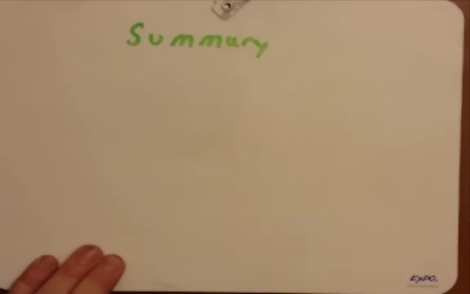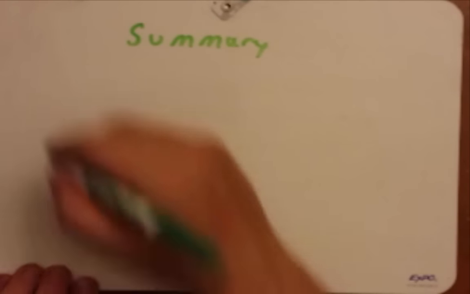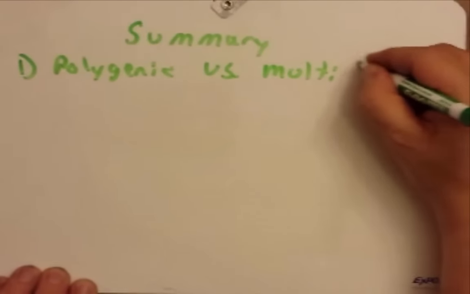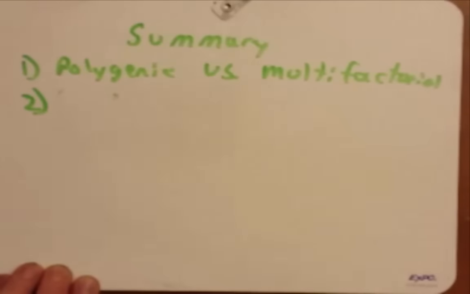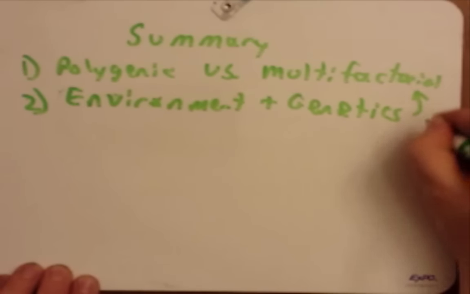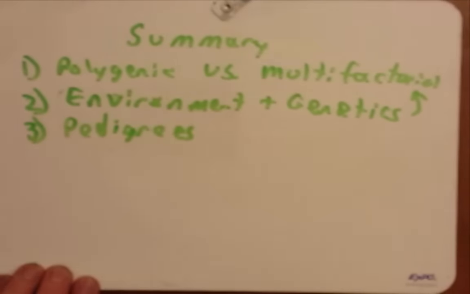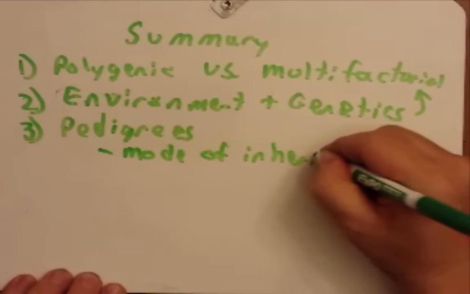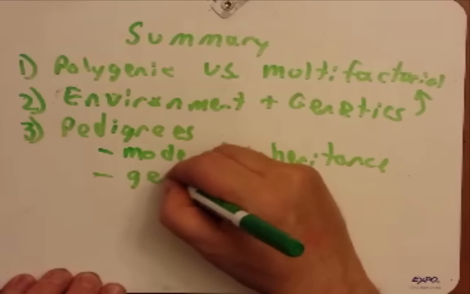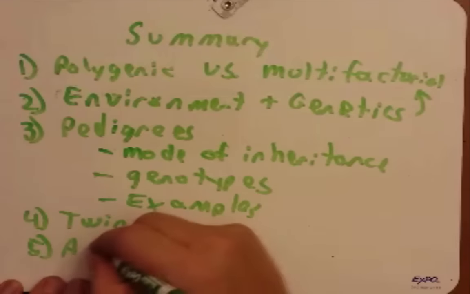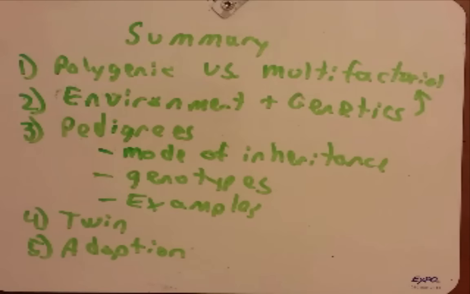All right, let's have a quick summary here. We went through a lot of stuff in this podcast. We talked about the difference between a polygenic trait and a multifactorial trait. You should know those definitions. We also talked about how traits are influenced by both the environment plus genetics, which essentially is the multifactorial trait. We then talked about pedigrees. And when you look at a pedigree, you need to be able to tell me the mode of inheritance, identify genotypes, and give me some examples of those traits. And we ended with talking about how we use twin and adoption studies to understand traits, and in particular to understand the effects of the environment versus the role of genetics.